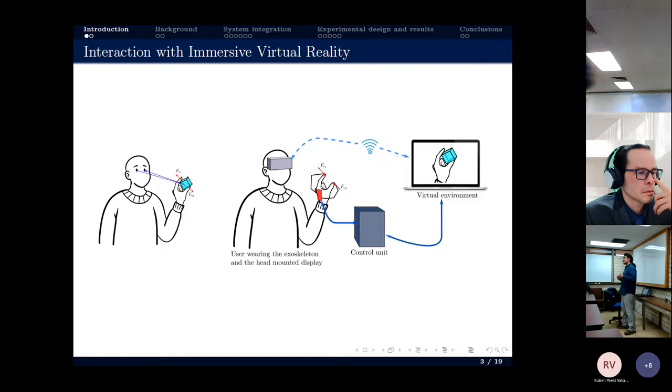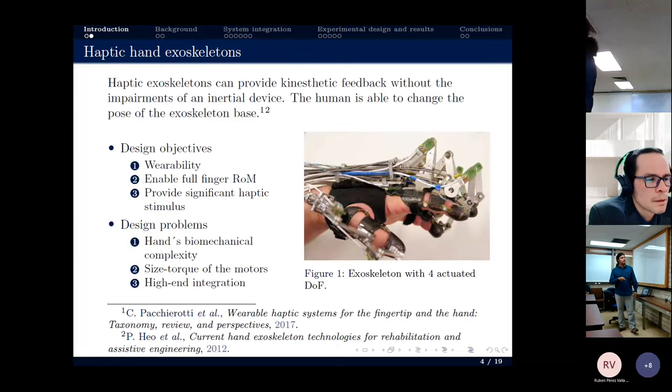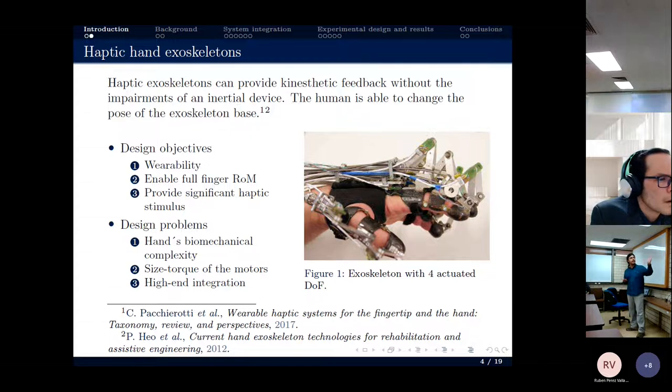Now, as the human interacts with the world mostly through the hands, the most studied haptic interfaces are for the hands. There are three types of haptic interfaces: the inertial ones, the mobile ones, and the wearable ones. We will be focusing on the wearable ones. A haptic hand exoskeleton can be used as a haptic interface because it is a wearable device that can be worn on the hand of the user and can provide force feedback to the fingers of the user.